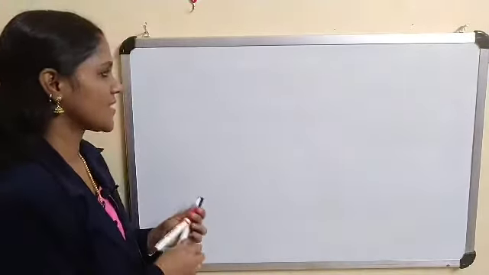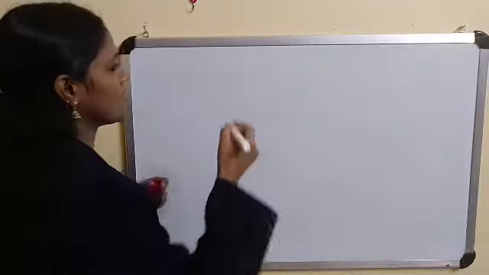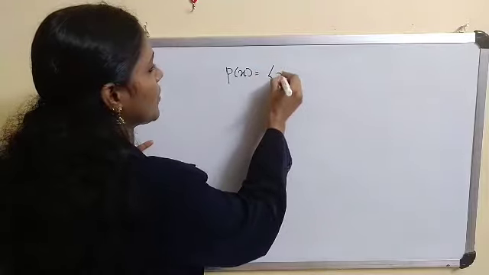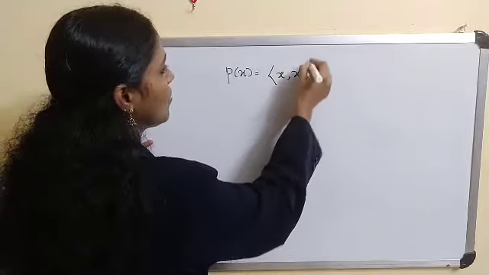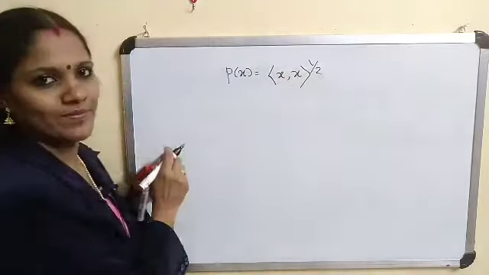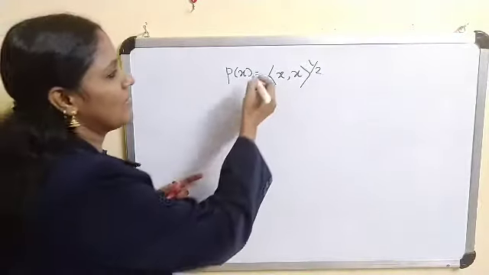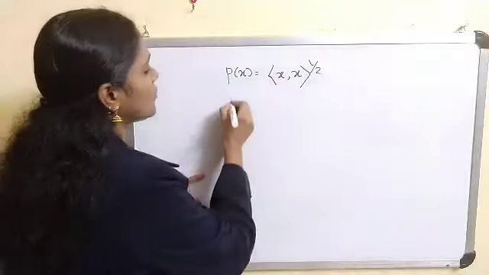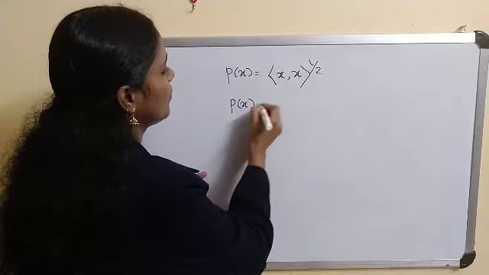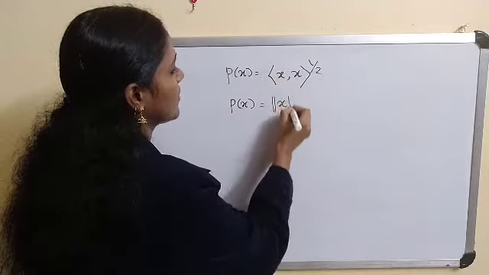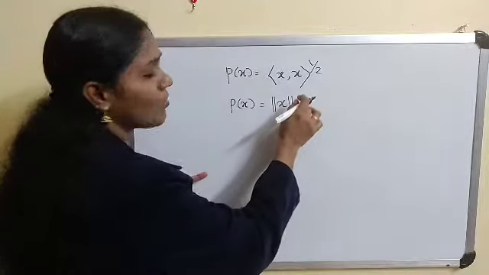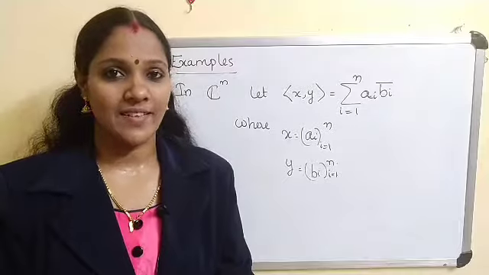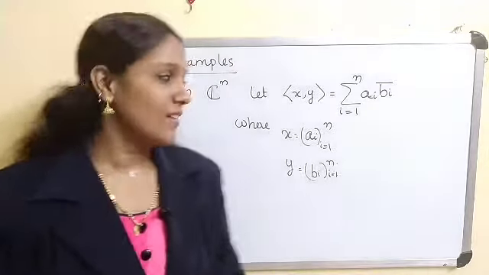Now consider the function p of x equal to the inner product of x, x, whole raised to 1 by 2. We will see later that p defines a norm. Also p of x is equal to the norm of x, which we will discuss later; we have already studied it in our linear algebra. Now we will discuss examples of inner product.